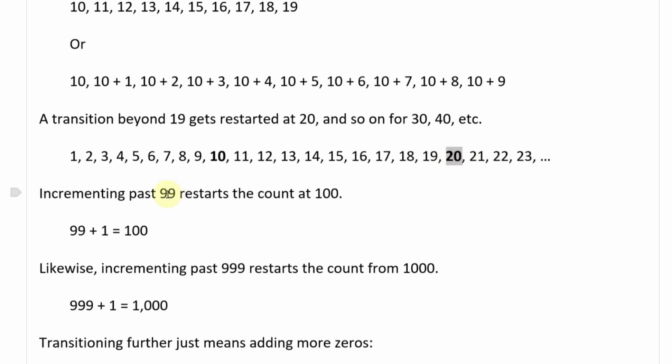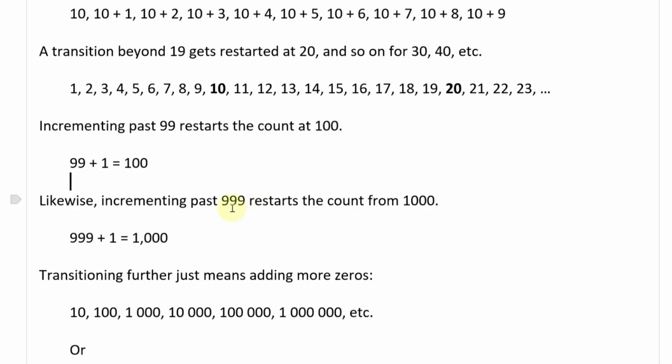Now incrementing past 99, because we do this all the way for 30, 40, all the way to 90, and then incrementing past 99, because now both these digits are maxed out at the biggest base digit, which is 9, this restarts to 100, so we just add 2 zeros now. So 99 plus 1 is 100.